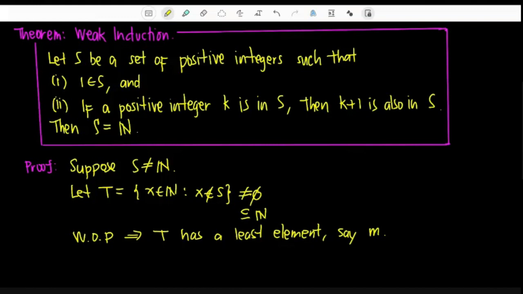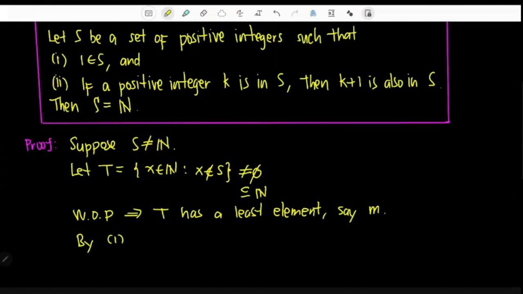By condition 1, since 1 is in S, this necessarily means that M cannot be 1. Again, the elements of T are those that are not in S. So if a natural number is in S, then it cannot be in T. Since we assume that 1 is in S, then 1 is not in T. So what does it mean? Naturally, it means that M is greater than or equal to 2. So M should be greater than 1.